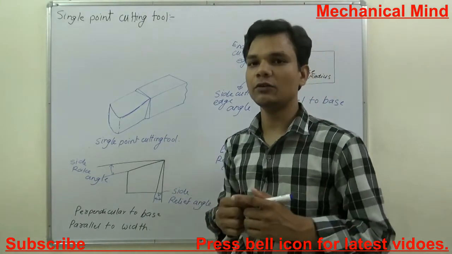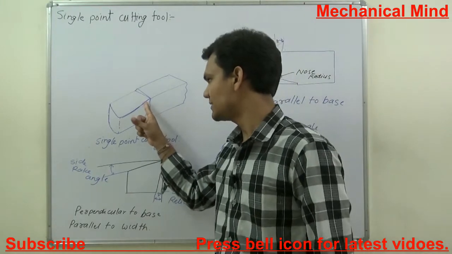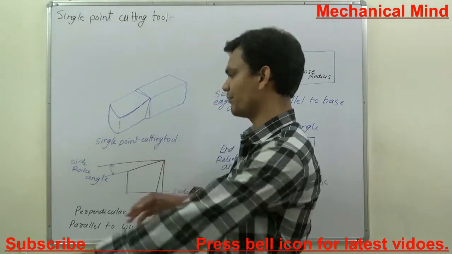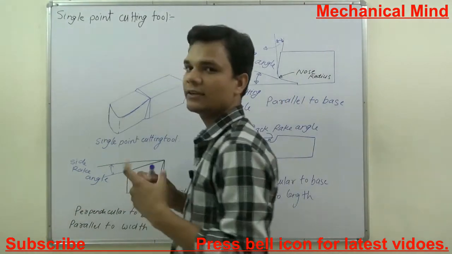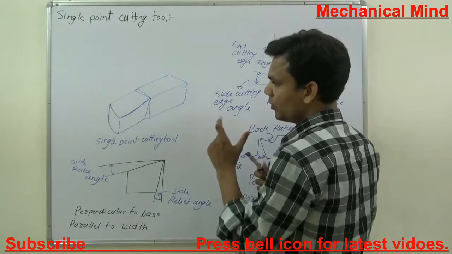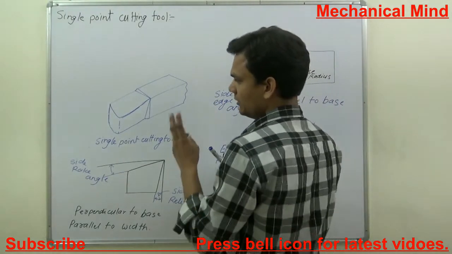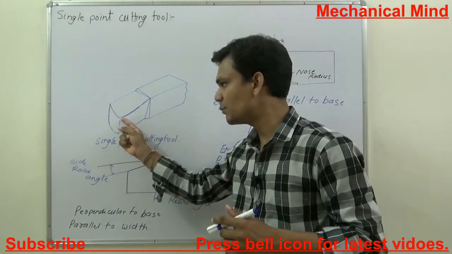In a single point cutting tool, there are two cutting edges. First one is the side cutting edge and the second one is the end cutting edge. These meet at a point. This point is known as tool radius, because in this single point cutting tool there are two edges but they meet at a single point.